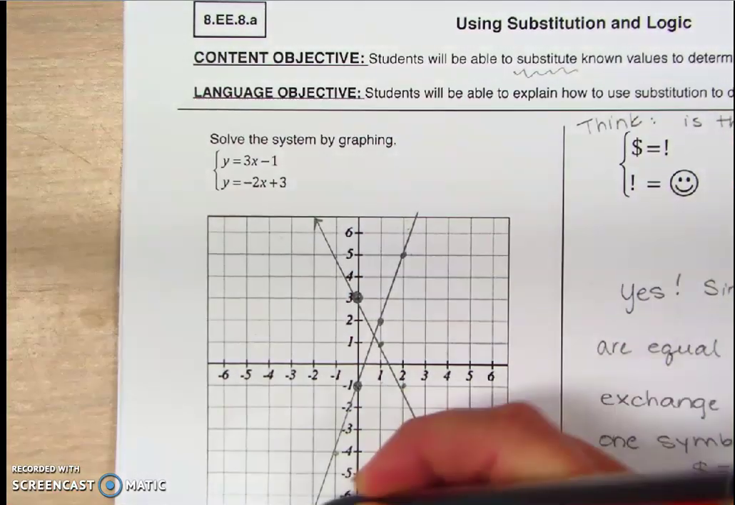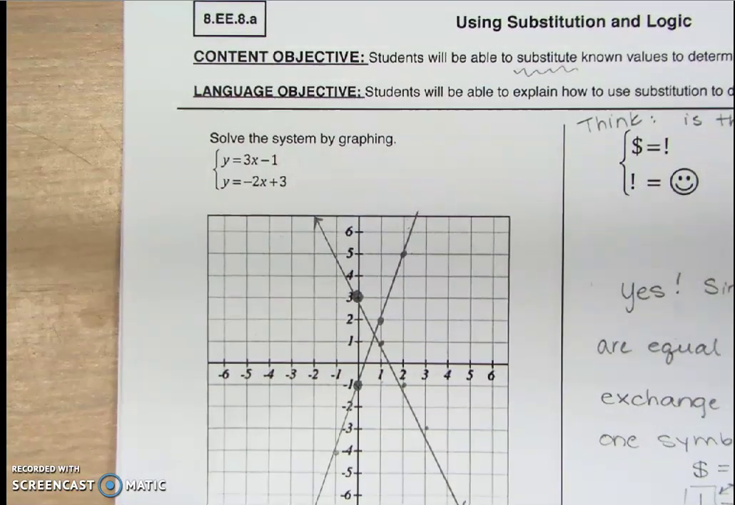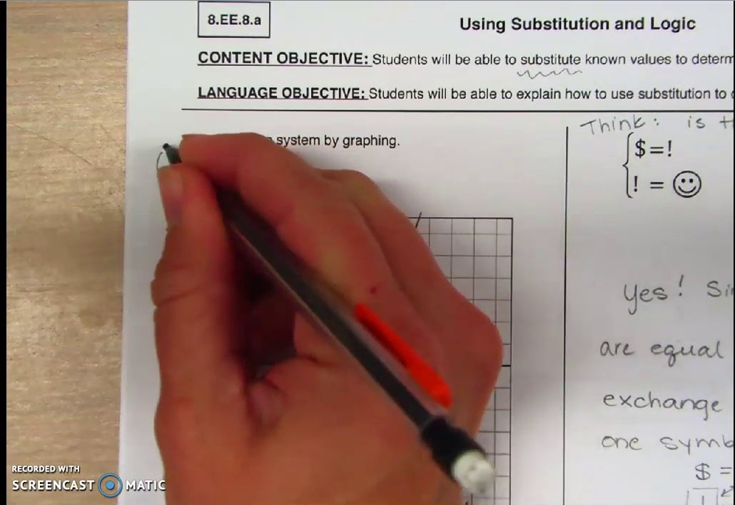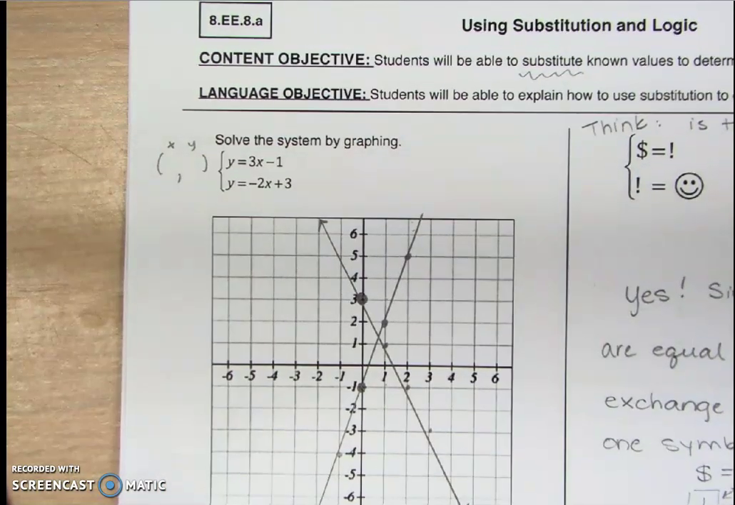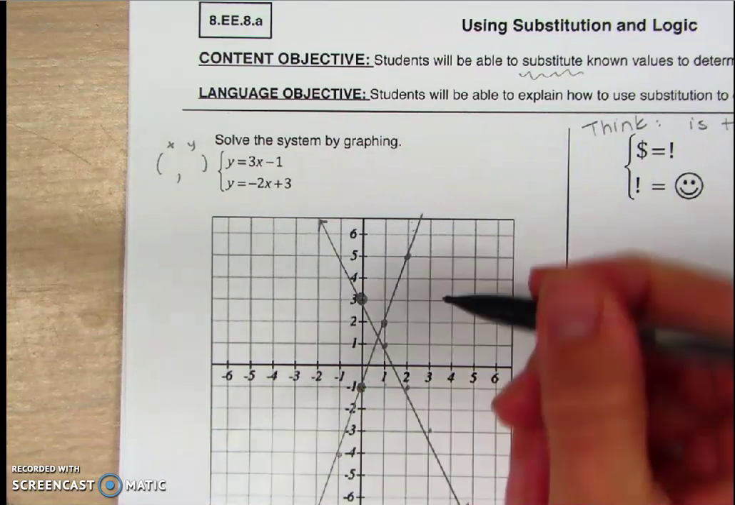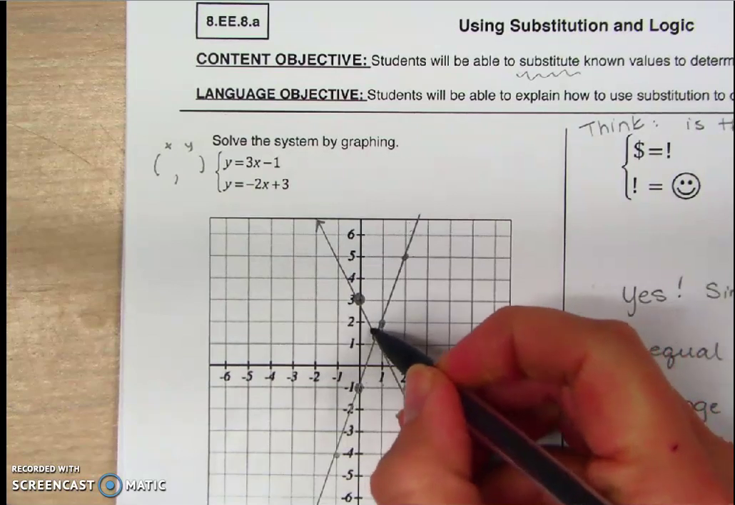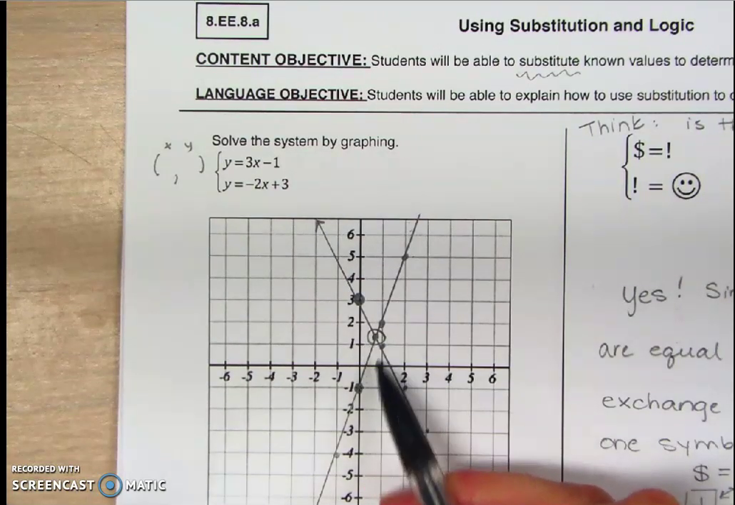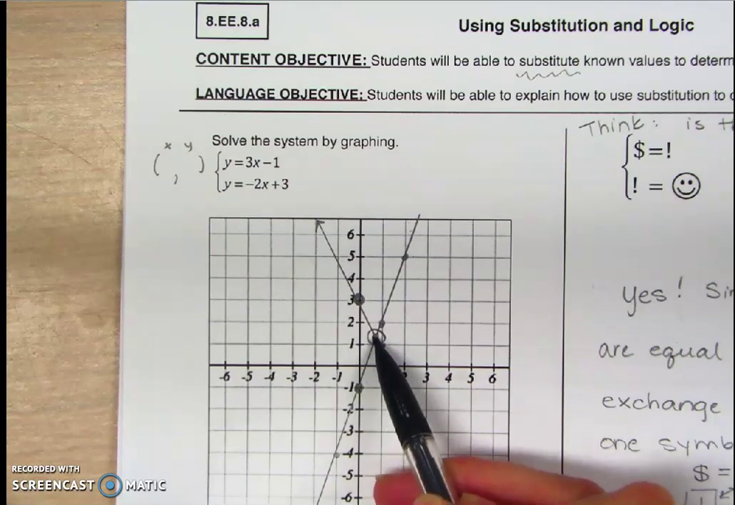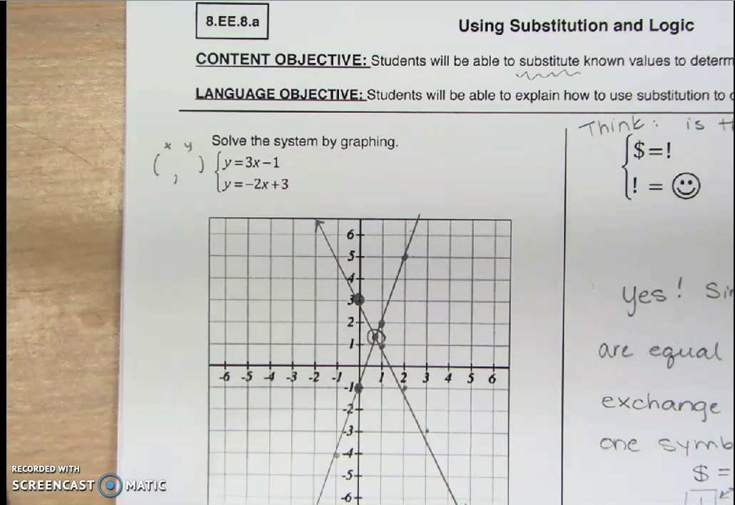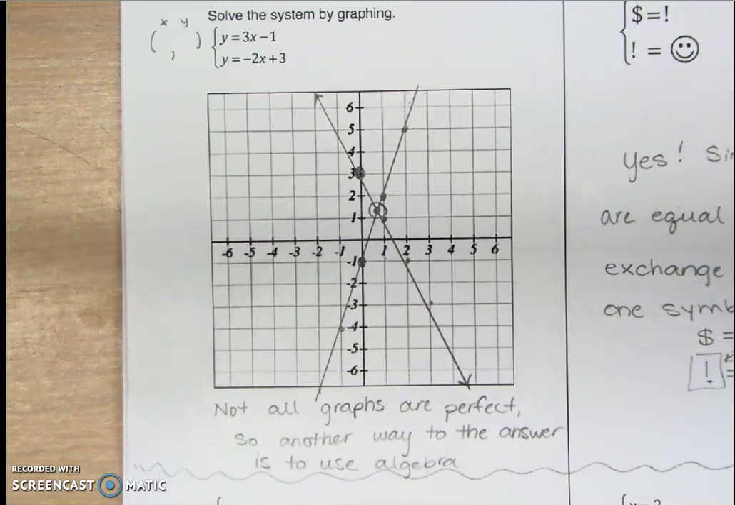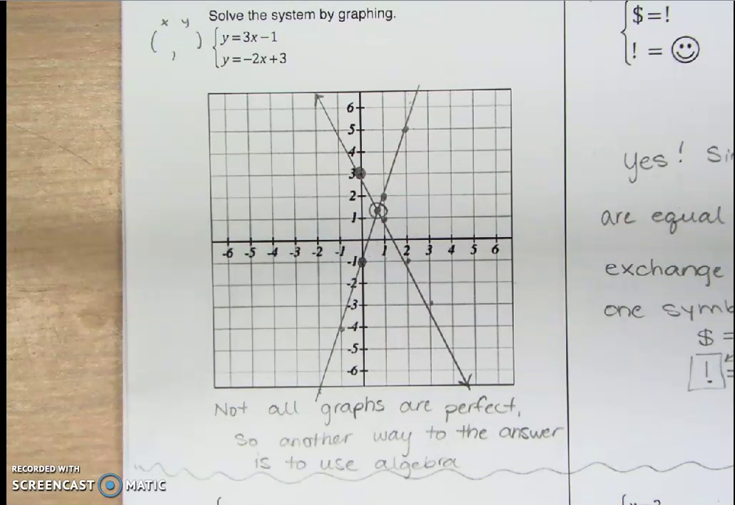Now remember what the answer is to a system. The answer is the cross point, and so we're looking for the x and y of a cross point. Now in this case, we can see they're crossing, but they are not crossing at a very nice spot. It looks like it might be a little less than 1, so maybe 3/4, and a little more than 1 on the y, so maybe 1 1/4. But we can't tell for sure on this graph. And so underneath this, I want you to write down, not all graphs are perfect. So another way to answer is to use algebra.